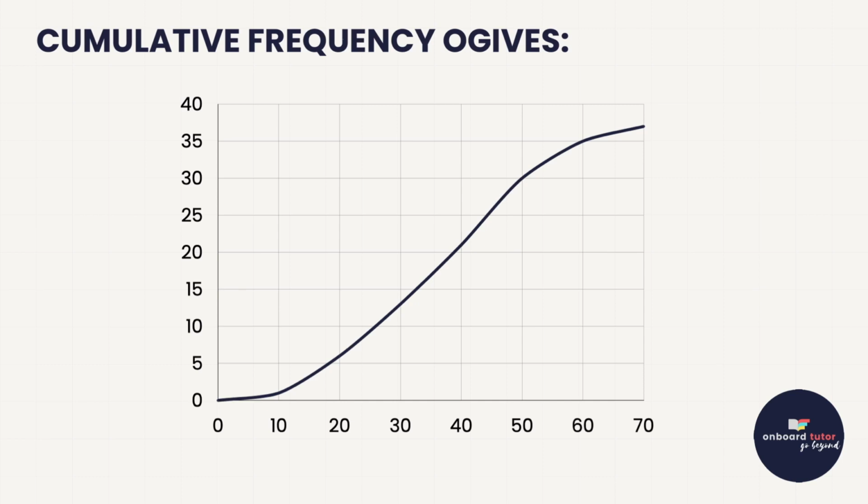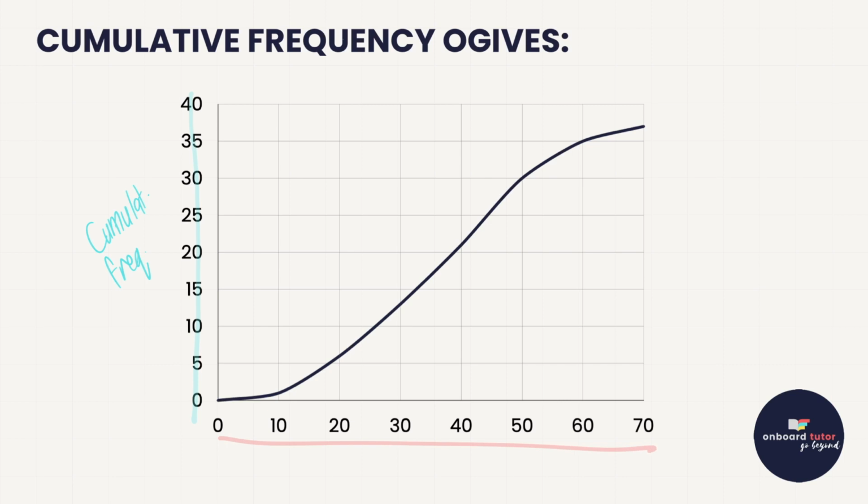So if we look at this, just a random cumulative frequency ogive here, the first thing that you need to know is that the cumulative frequency always goes on the y-axis. So these values here always represent cumulative frequency. So if ever you're asked to draw one, remember y-axis cumulative frequency. Then on the x-axis, we could put pretty much anything.